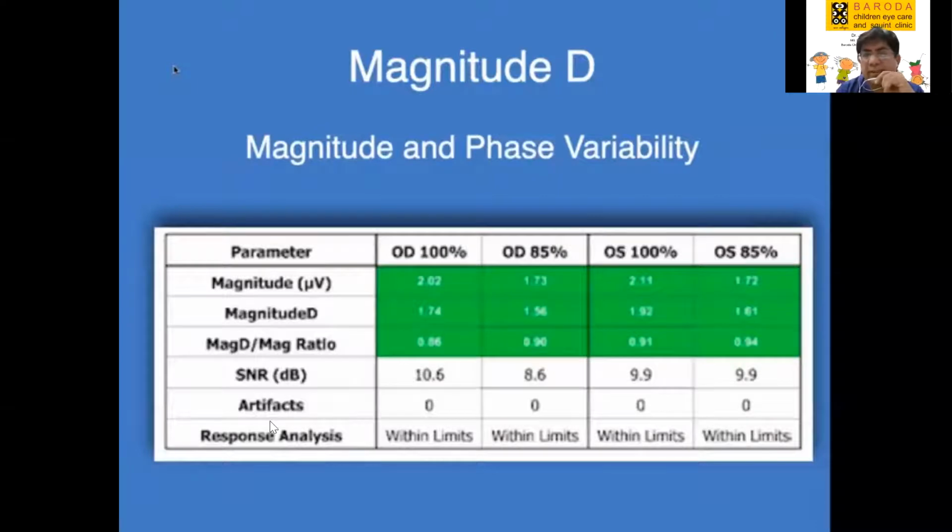Basically, the last 3 things are similar to what we already read: SNR, artifact, and response analysis. But the main thing is these 3 things to be seen. SNR is signal to noise ratio, and artifact is significant noise. Signal to noise ratio. Yes.